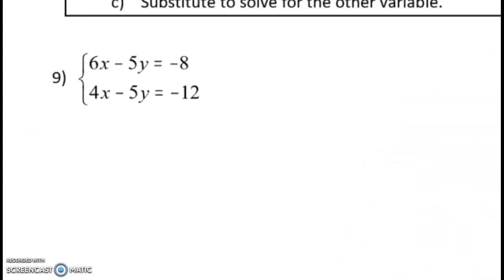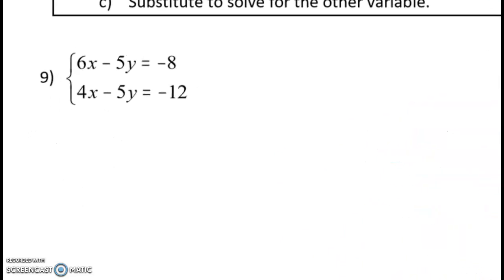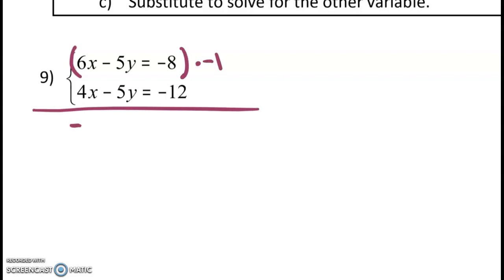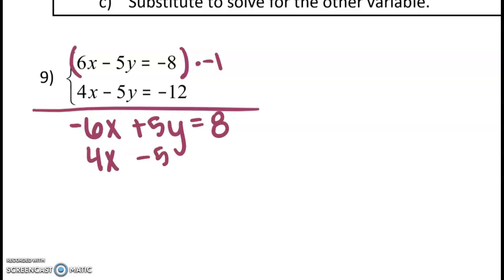So the goal of elimination is to eliminate a variable. So I need to make either my x or my y opposites of each other, meaning positive 5y and negative 5y. So I'm going to eliminate my y's here because those are a little easier. And I'm going to multiply the top equation by negative 1. Now I could choose to do the bottom equation as well, but it makes no difference. Plus 5y equals 8, and I'm going to do the same. This one didn't change, but I like to show all my work.